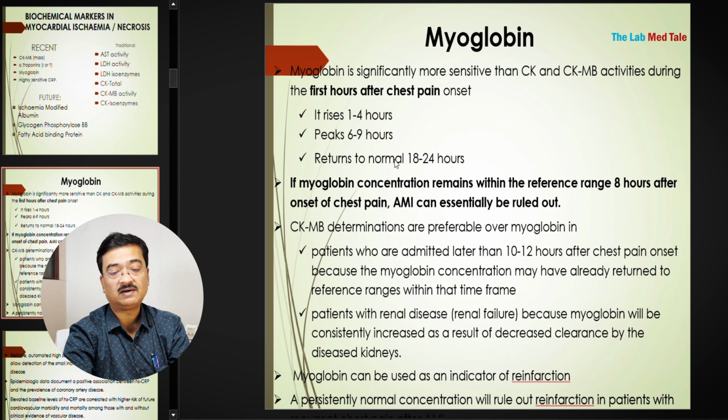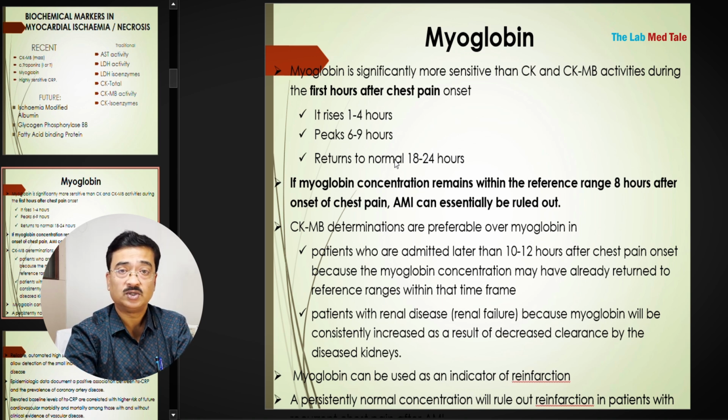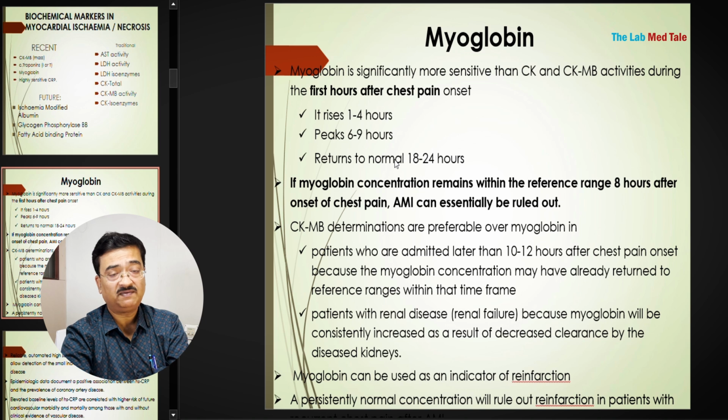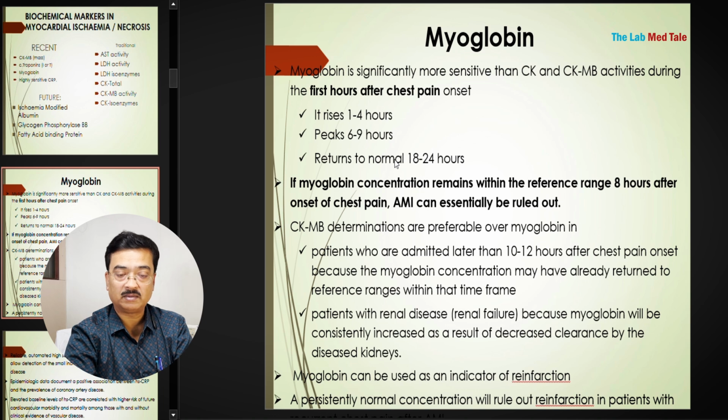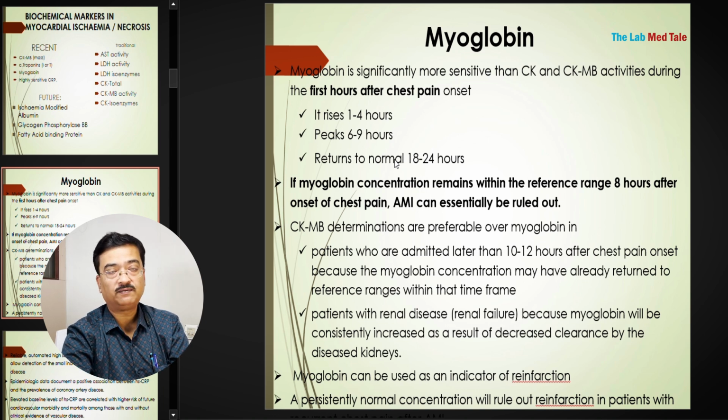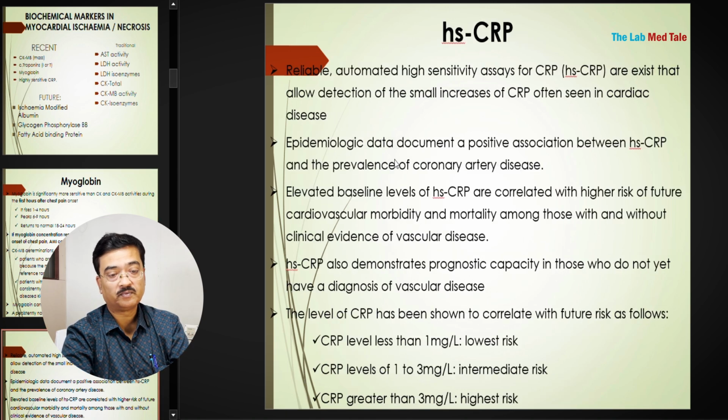The major disadvantage of myoglobin is that it is present in skeletal muscle also. So there is nothing specific about myocardium. Even in a skeletal muscle injury, the same myoglobin can come out in the blood. Therefore it lacks specificity, but it is a very sensitive one, one of the earliest markers to rise in the blood.